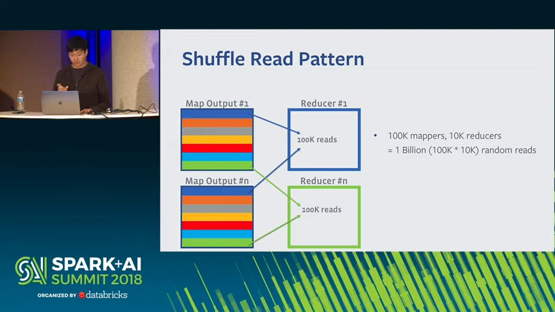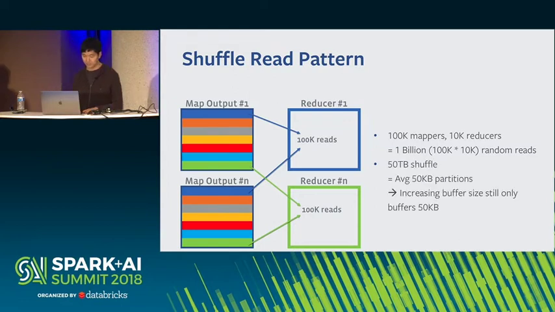For example, if you had 100,000 mappers and 10,000 reducers, because every reducer has to read from every mapper, it ends up being M times R random reads. Here, it would be up to 1 billion random reads. And given, for example, a 50 terabyte shuffle, each partition that gets read is only on average 50 kilobytes. So increasing the buffer size will still not solve this problem, because even if you have a very large buffer, you're only reading 50 kilobytes at a time.